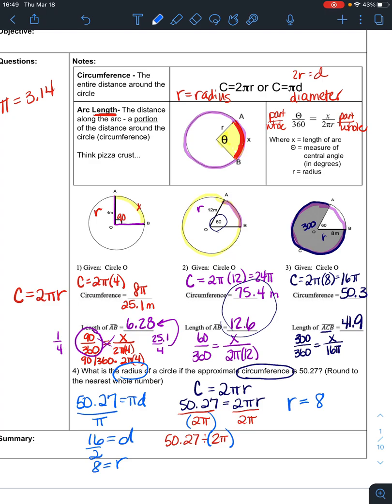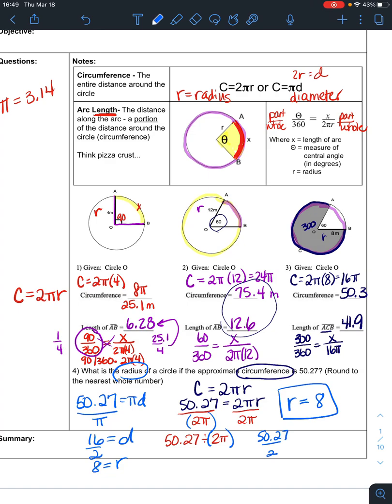I think most people use 2 pi r. You just have got to remember to do 2 pi in parentheses, or you could do 50.27 divide by 2 and then take that answer and divide that by pi. So you could do it in 2 steps there if you want to. Either way, whichever one you choose, you end up with the radius is 8.